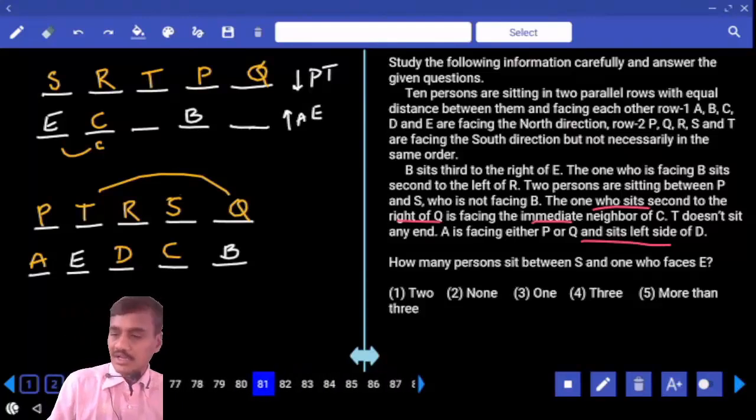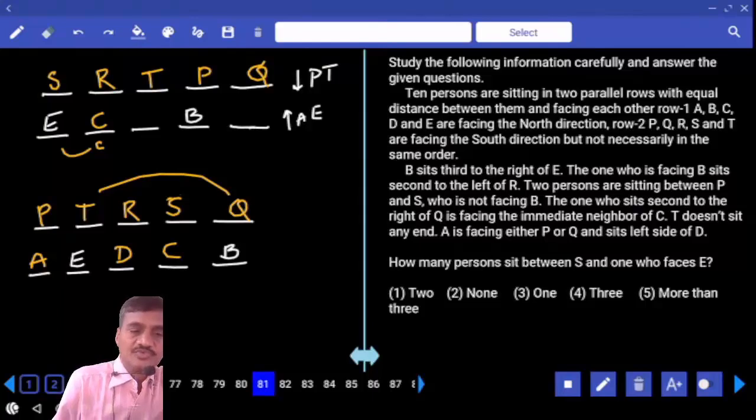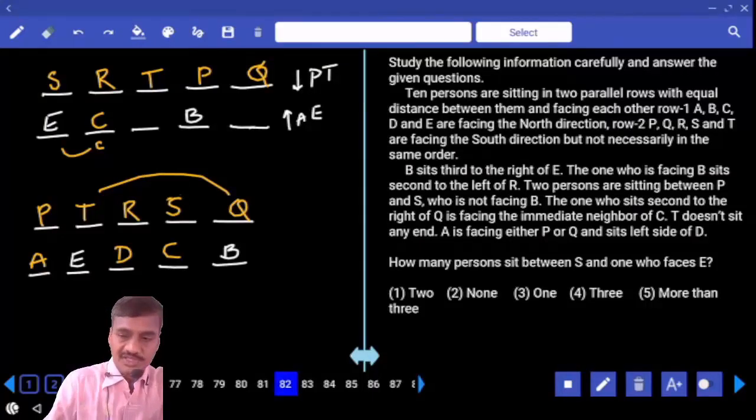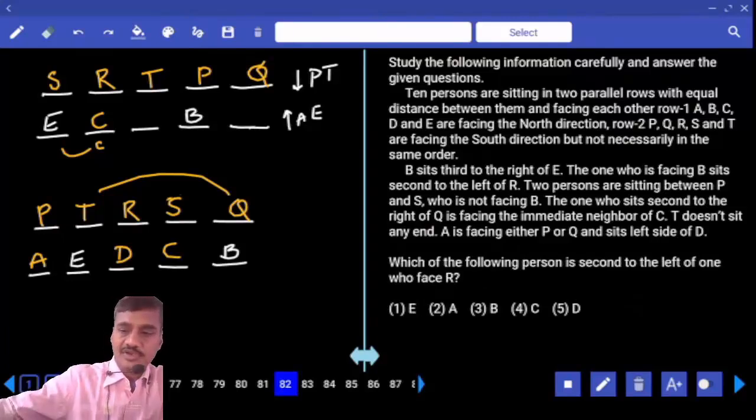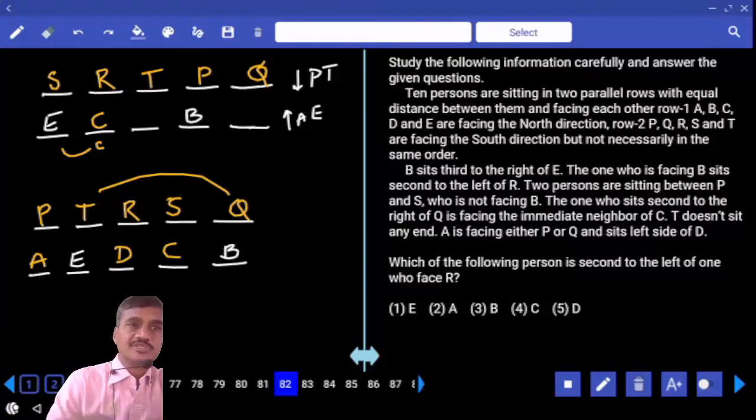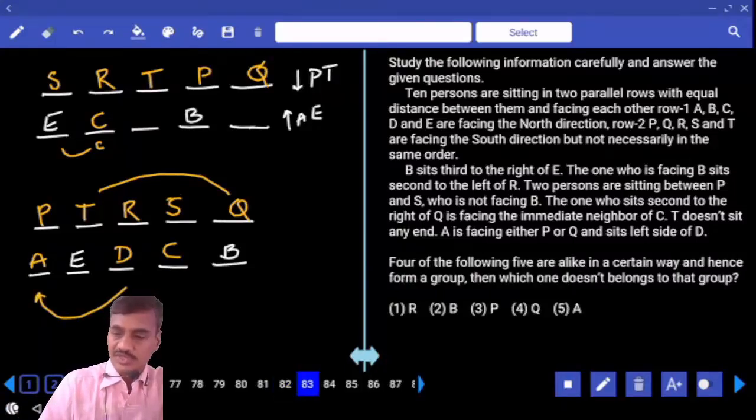Question 81. How many persons are in between S and the one who faces C? There is only one person, that is R. Choice 3, 81. And 82, which of the following persons is seated second to the left of the one who faces R? The one opposite R is D. Second to the left of D is A. A, that is choice 2, 82.